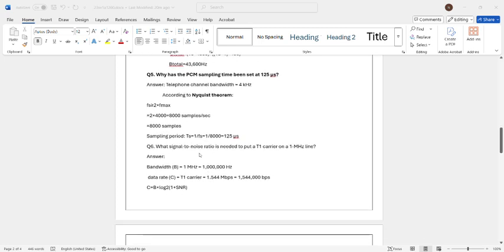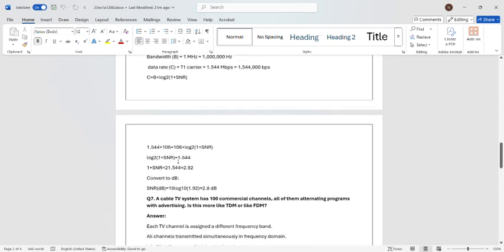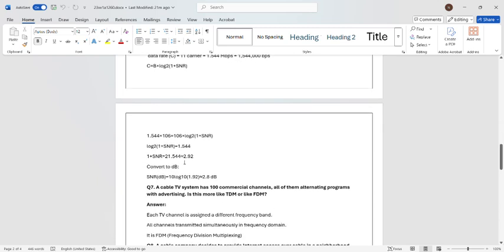What signal to noise ratio is needed to put a T1 carrier on a 1 MHz line? Here we are going to take the bandwidth is equal to 1 MHz, that is 10 lakh Hz. Data rate of a T1 carrier is 1.544 Mbps. We use here the formula B into log 2 of 1 plus SNR. By using this formula we get the answer is equal to 2.1 dB.